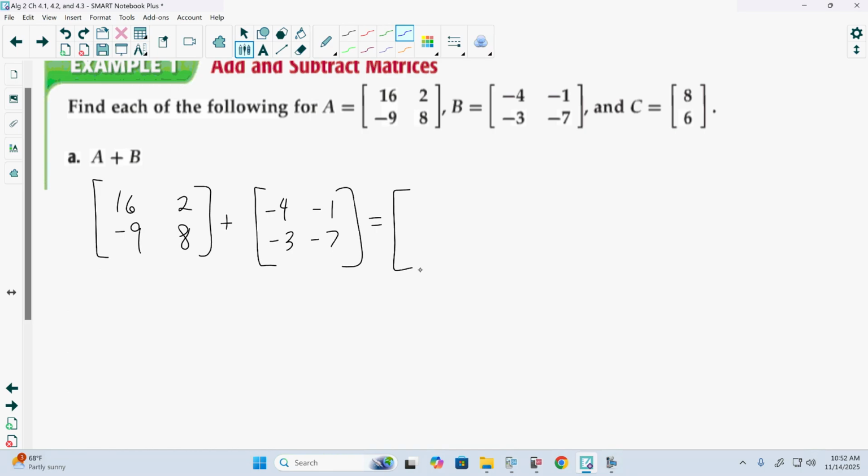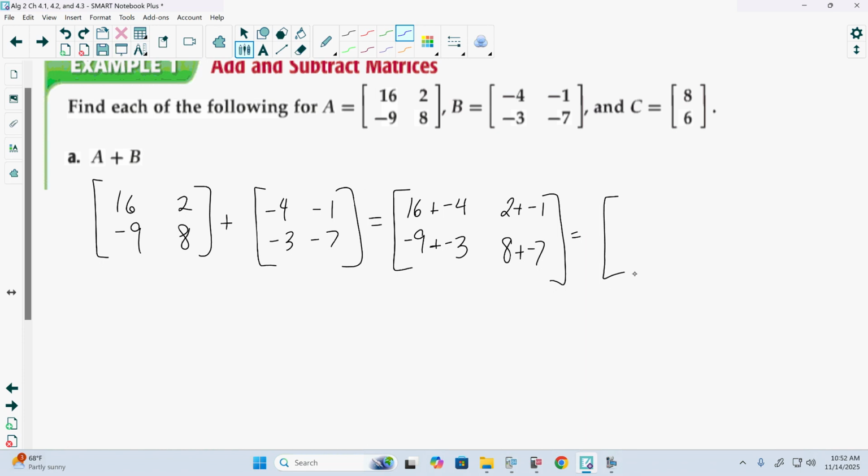So 16's corresponding element is -4. Then we'd have 2 plus -1. Then we'd have -9 plus -3. And lastly, 8 plus -7. So we're adding the corresponding elements together. 16 and -4, 2 and -1, -9 and -3, and 8 and -7.